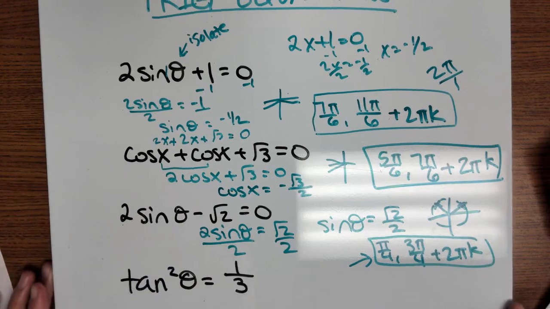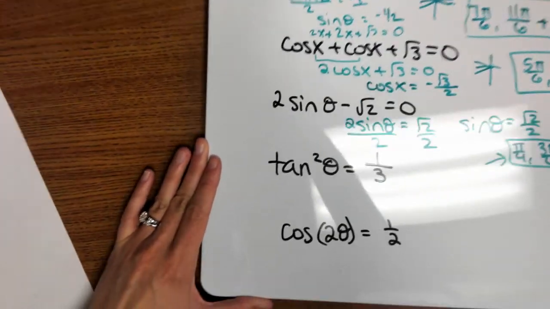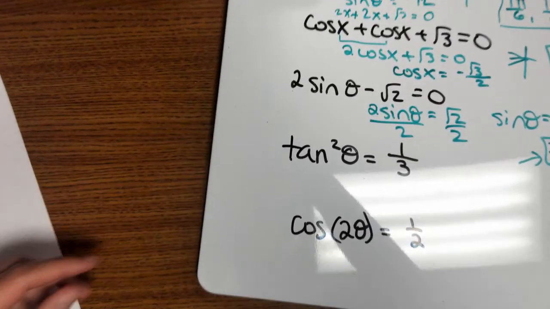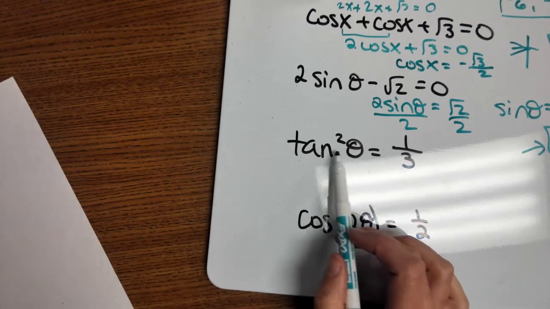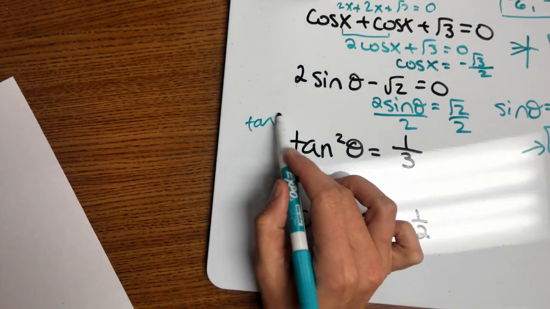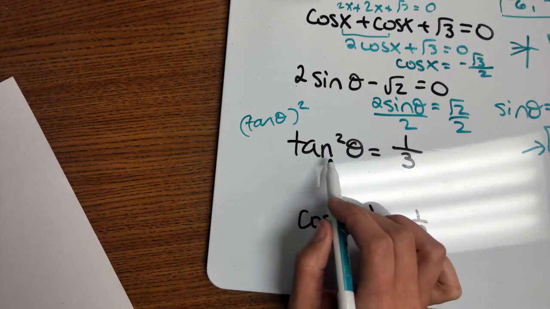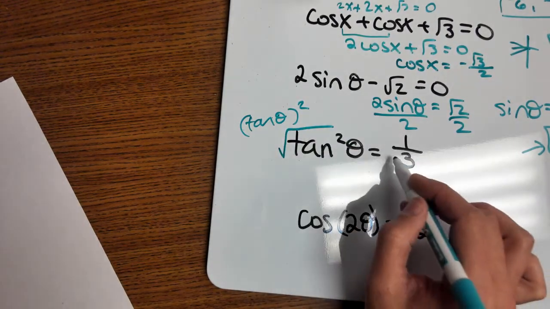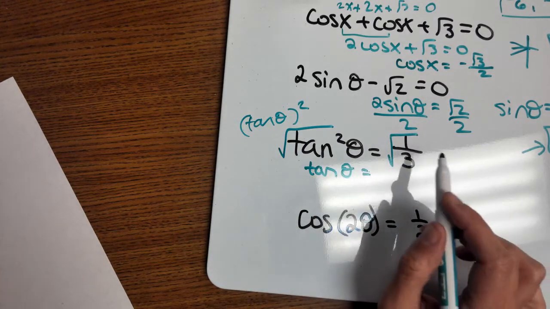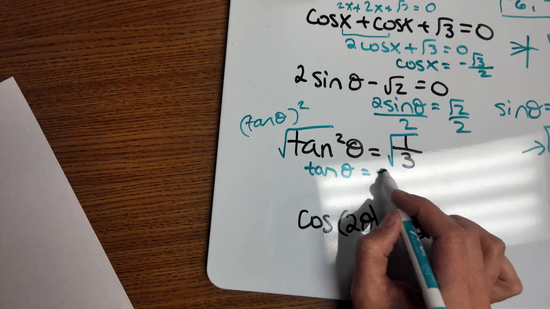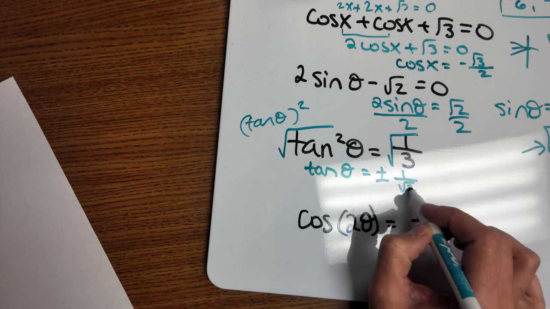Alright, continuing on. Let me move this up if I can. We're going to do tangent squared this time. So remember, the squared in between is the same thing as tangent of theta squared. So now we're going to get rid of a square by taking a square root. That's going to leave tangent of theta. And then on the right side, you have to remember plus or minus. Square root of 1 is 1. The square root of 3 is radical 3.